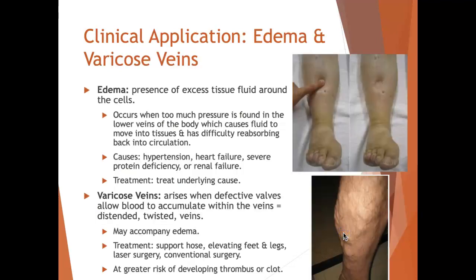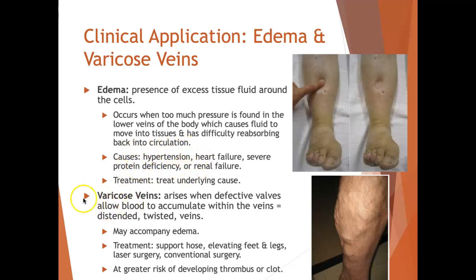Now for a clinical application on edema and varicose veins. When we have excess tissue fluid around our cells, that is going to lead to edema, also known as swelling. This usually occurs because we have too much pressure in our lower veins of the body, which causes that fluid to start moving back into our tissues, and we're not able to reabsorb it back into our circulation. This tends to happen because someone has hypertension, heart failure, a severe protein deficiency, or renal failure, and to treat it is to treat the underlying cause.